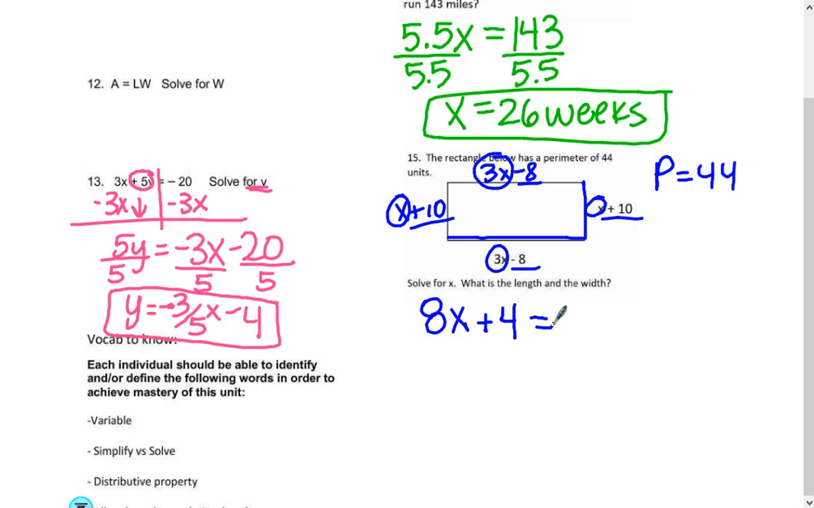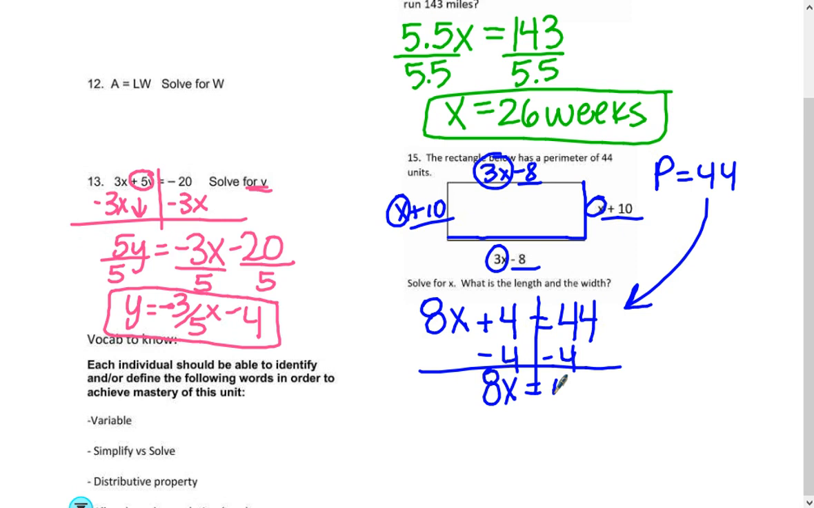All right, so combine those. You can use that calculator. And remember, we set it equal to that given perimeter. Now I need to know what x is. We can do that. I get 8x equals 40. Divide both sides by 8. And we get x equals 5. So that was part of our question. It said solve for x. Did that. Now it wants to know what is the length and what is the width.